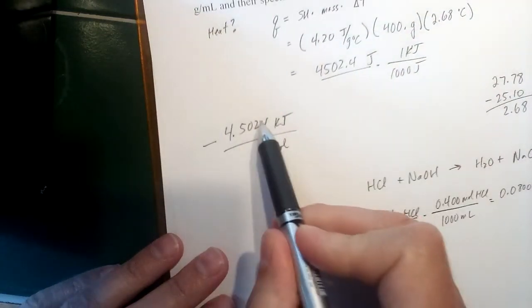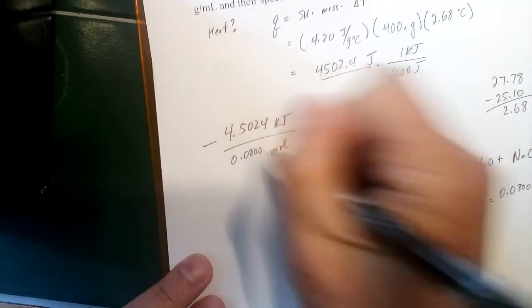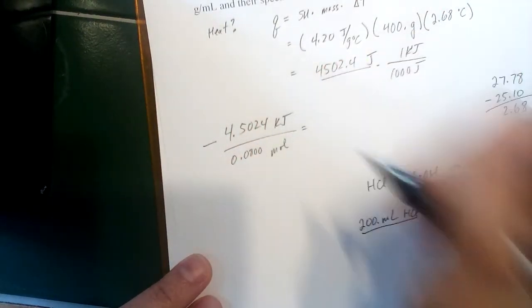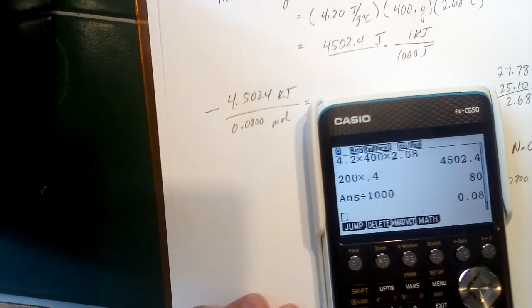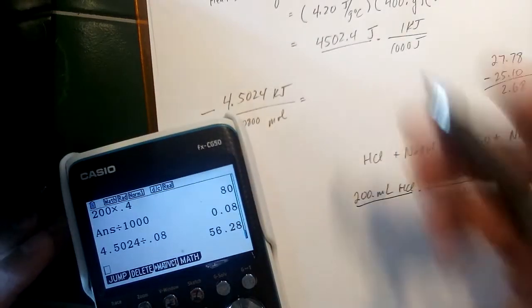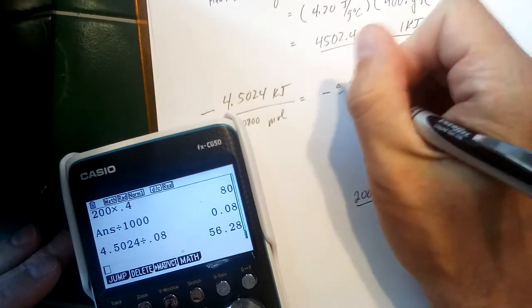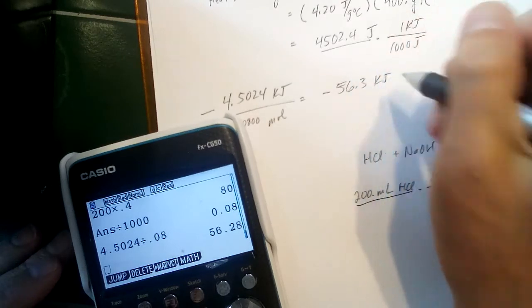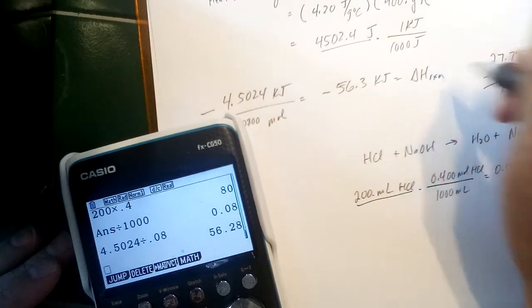So if we take the heat that was produced in kilojoules and then divide by how many moles reacted, that will give us the enthalpy in terms of hydrochloric acid. So 4.5024 divided by 0.08. And then 3 significant figures for our answer would be negative 56.3 kilojoules. And that would be the enthalpy change for this reaction.